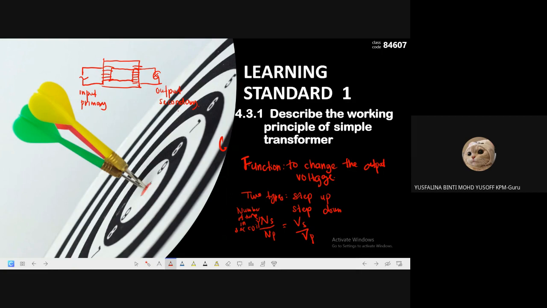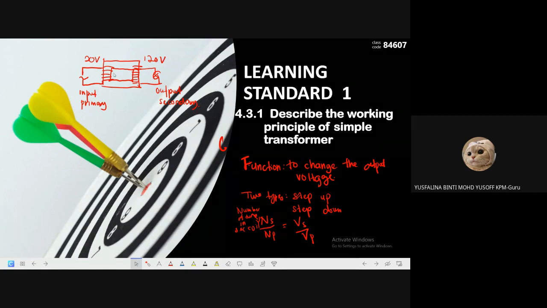VP is the voltage for primary. Okay, so what is the input voltage? The diagram that I drew is actually a step up, right? So if I say this one is, let's say, 20 volt, and this one is, let's say, 120 volt. Okay, so my VP is 220 volt and my VS is 120 volt.